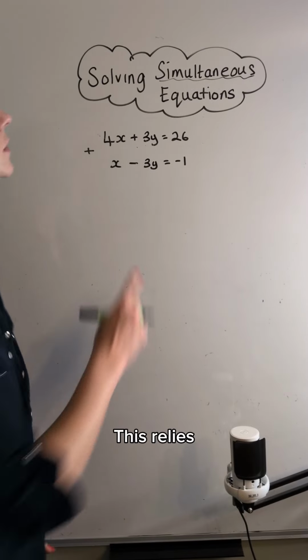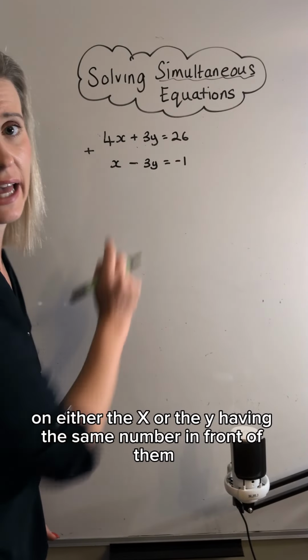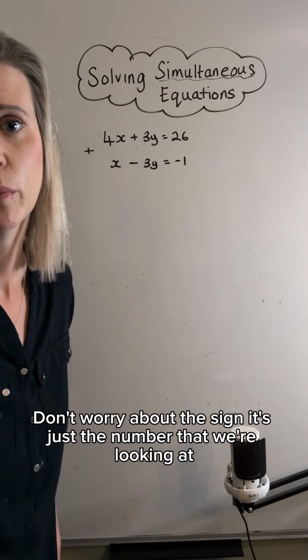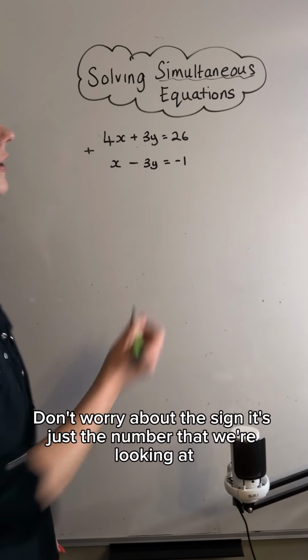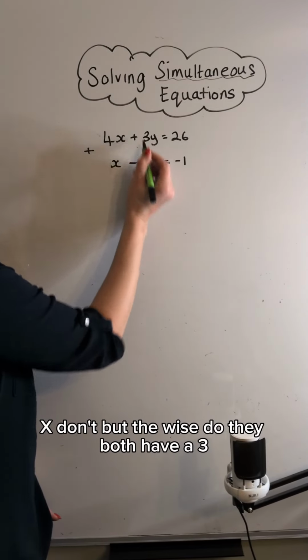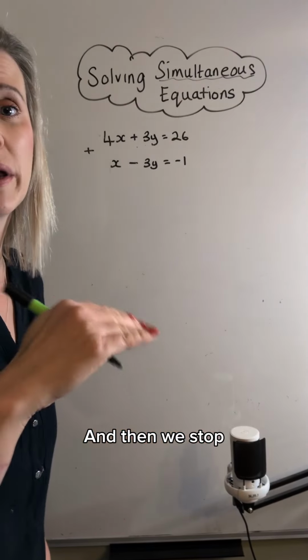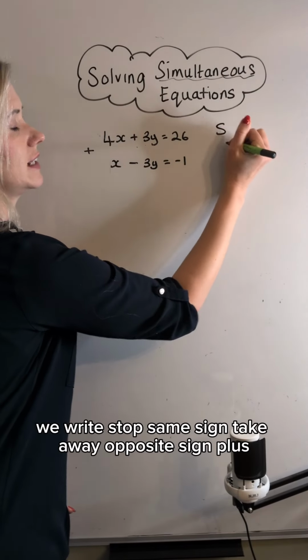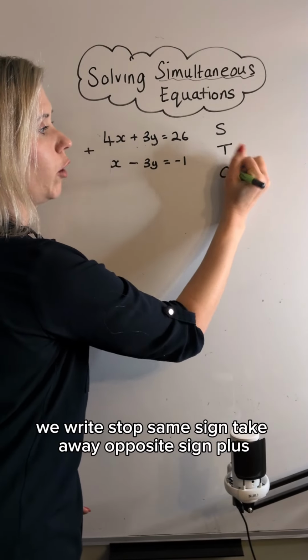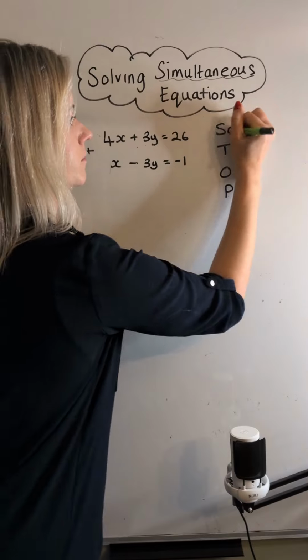This relies on either the x or the y having the same number in front of them. Don't worry about the sign, it's just the number that we're looking at. The x's don't, but the y's do, they both have a 3. And then we stop. We write: same sign, take away; opposite sign, plus.